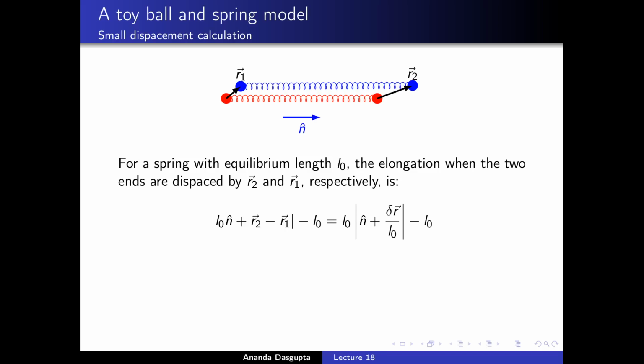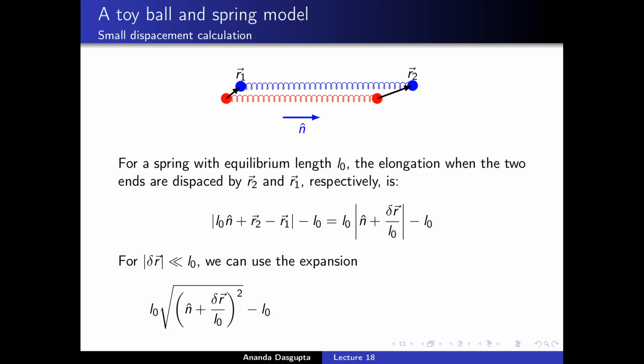Now this thing can be rewritten, obviously, by taking the L0 out of the bracket, that is, dividing the vector whose magnitude you are taking by L0, to get n hat plus delta R by L0, where delta R, of course, is R2 minus R1. Now this is actually not such a very simple expression, because the length of the vector n hat plus delta R by L0, as you all know, can be written down as a square root, obviously, of the square of its length, and the square of its length is given by this quantity.